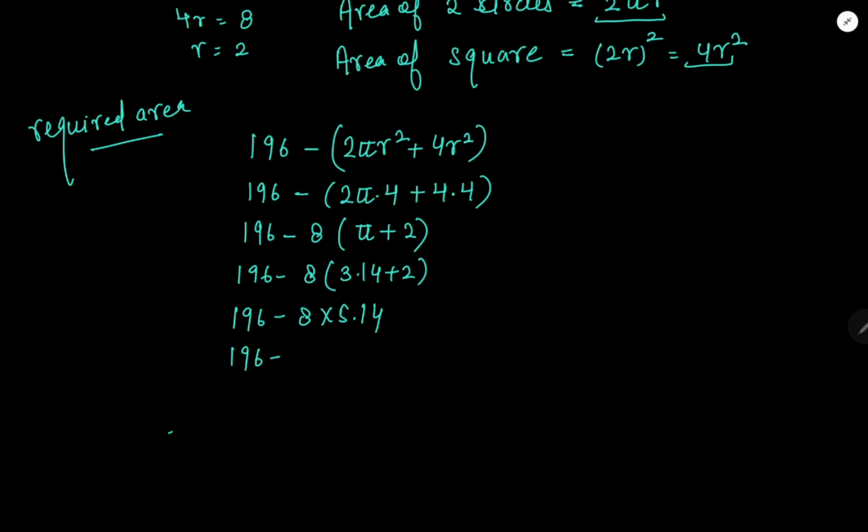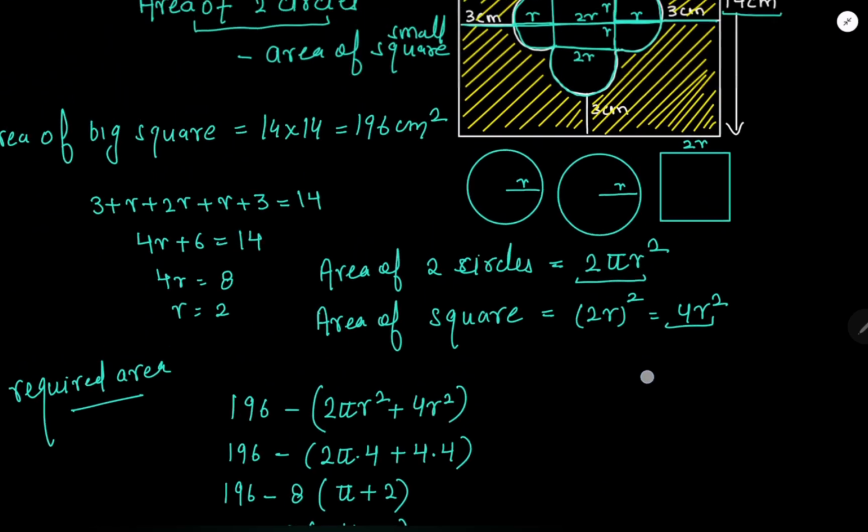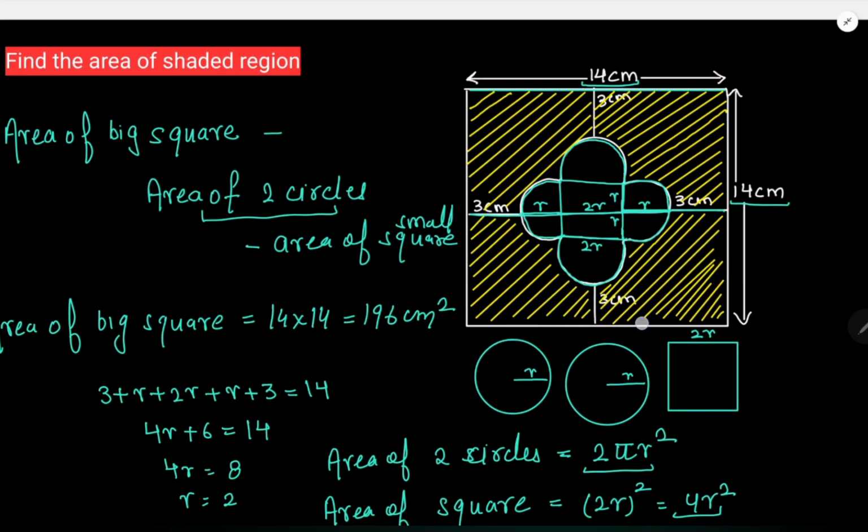Now I will calculate it. You can use a calculator. I get 41.12, and when I subtract I get 154.88 centimeter square. So this is the required area of this shaded region.